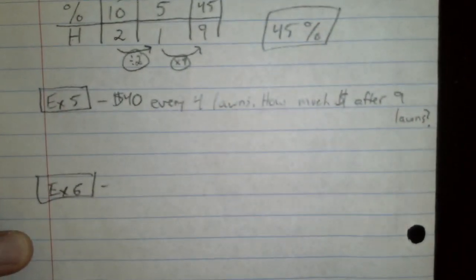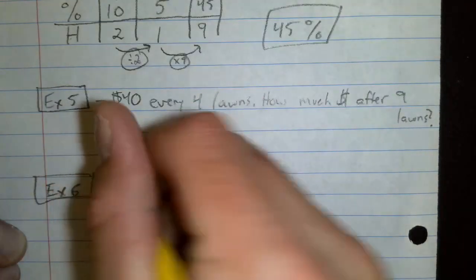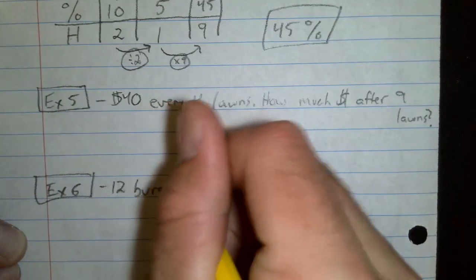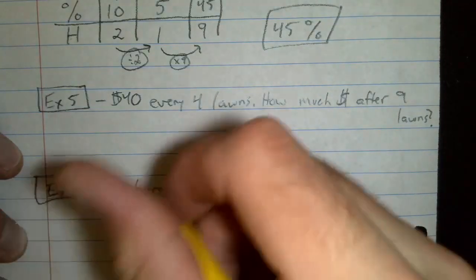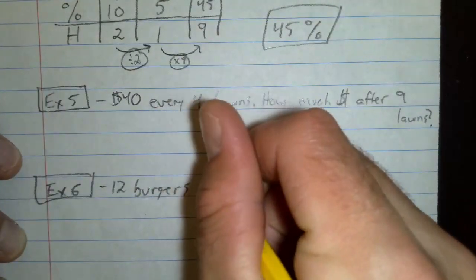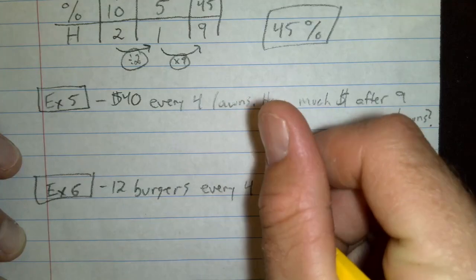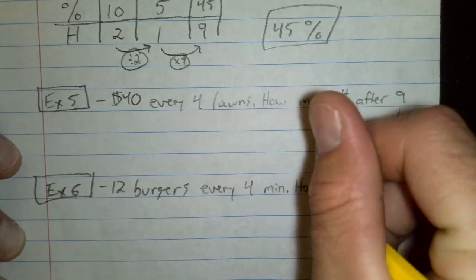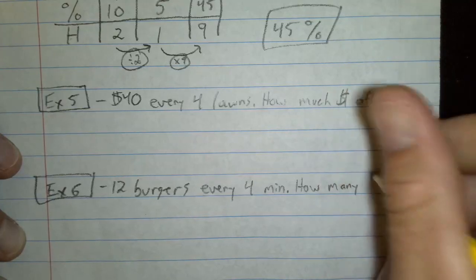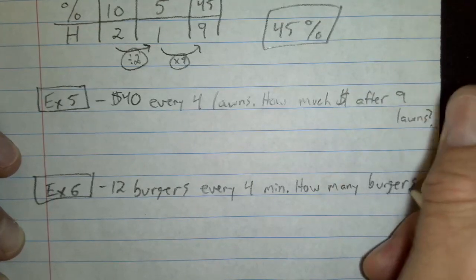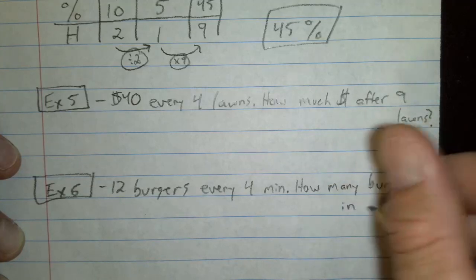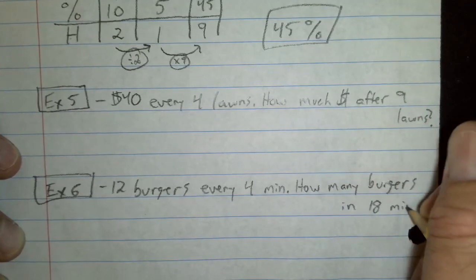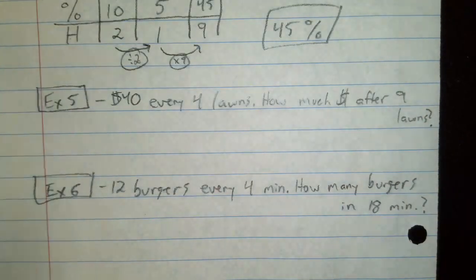And then example 6 says 12 burgers. This is sounding pretty good again, making me hungry. 12 burgers every 4 minutes. Pretty good. How many burgers in 18 minutes? All right, go and try numbers 5 and 6 on your own.